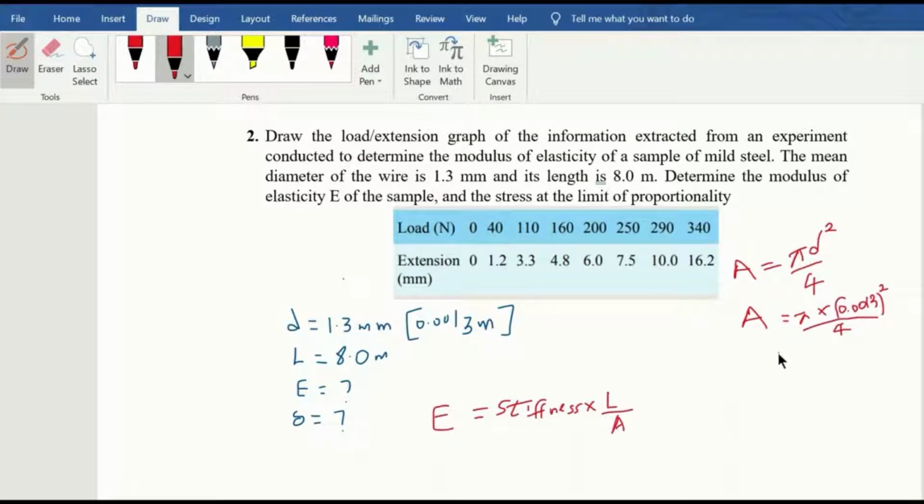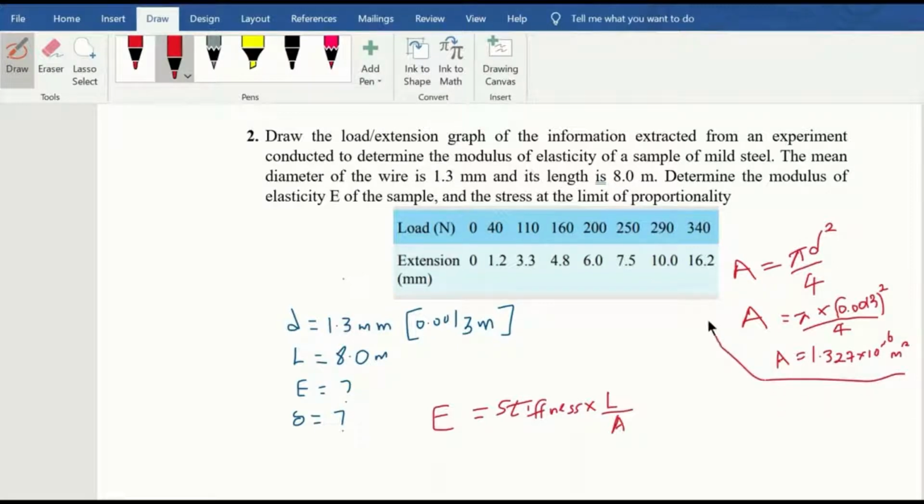So therefore my area becomes what? When I put this in my calculator, pi times 0.0013 squared divided by 4, that will give us 1.327 times 10 to the minus 6 meters squared. So now I've gotten the area for this material.